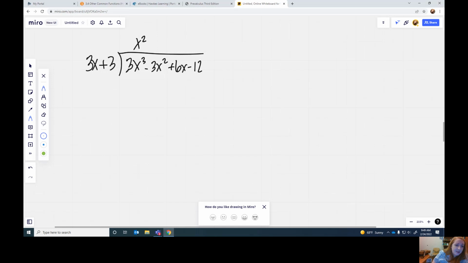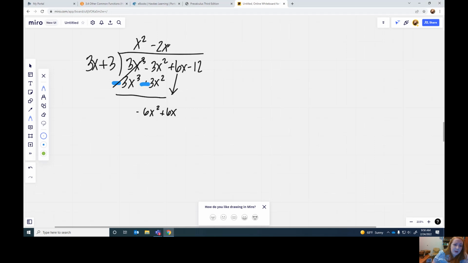X squared times 3x is 3x cubed. X squared times 3 is plus 3x squared. Remember, then we subtract, so we're just flipping the signs here. So minus and minus, those cancel. Negative 3x squared minus 3x squared is negative 6x squared. Drop down our next term, plus 6x. Now we're asking ourselves, what do we need to multiply 3x by to get negative 6x squared? We would need to multiply by negative 2x.